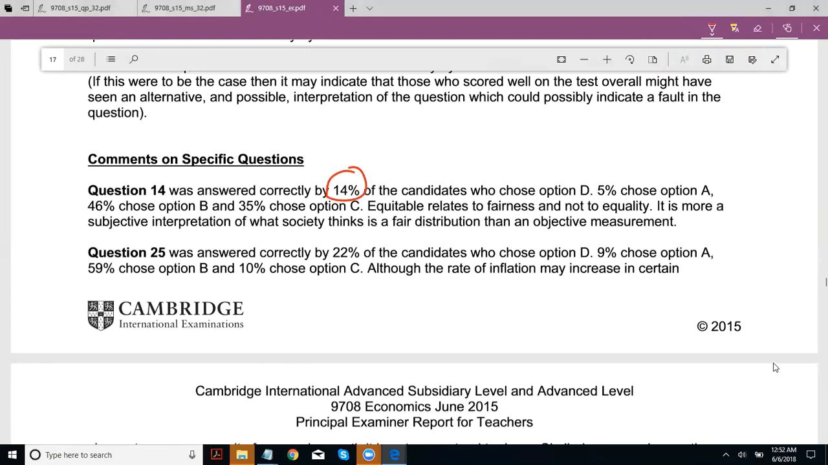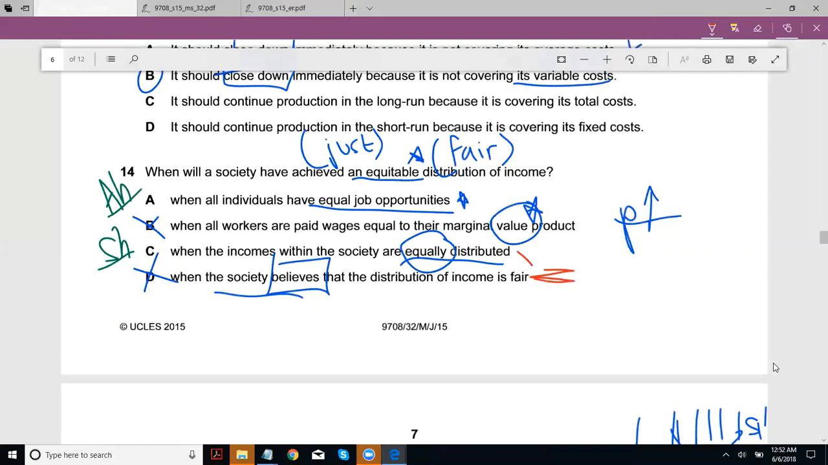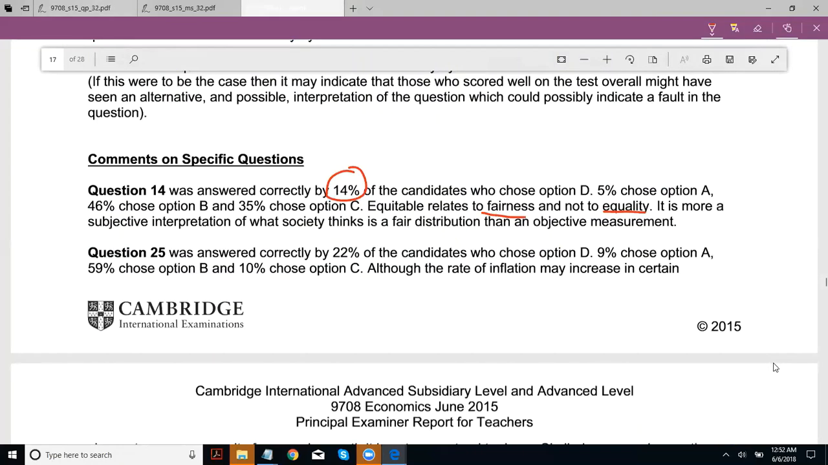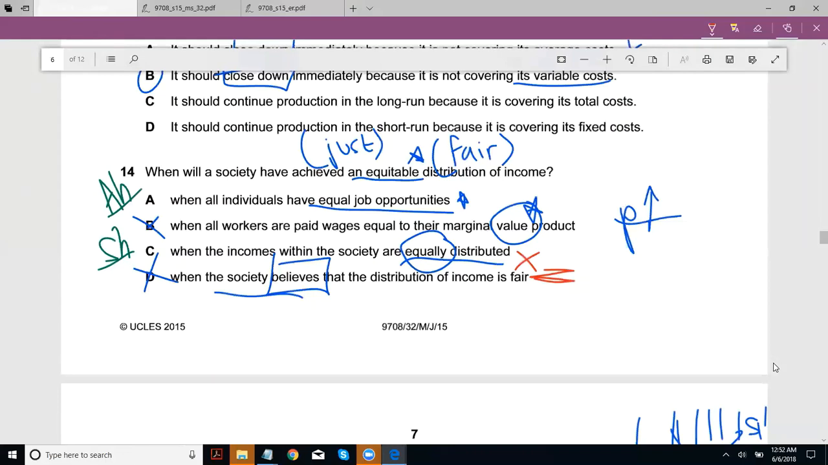So it says equitable relates to fairness and not to equality, which is kind of the reason why you can cross out C, because C is like ensuring things are equally distributed, so that's like equality. It is more a subjective interpretation of what society thinks is a fair distribution rather than an objective measurement. So that kind of is the reason why you can cross out the other three options. We had already crossed out C, but that's why you can cross out A, B, and C, because it's not one simple benchmark or one simple yardstick that you can compare equity to.